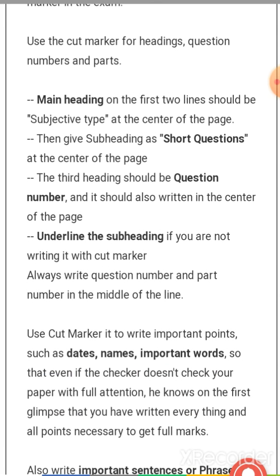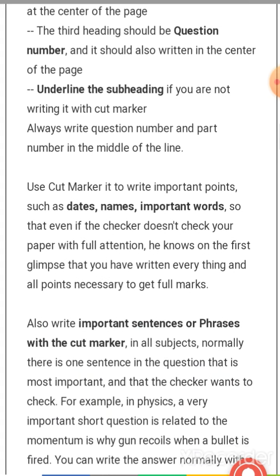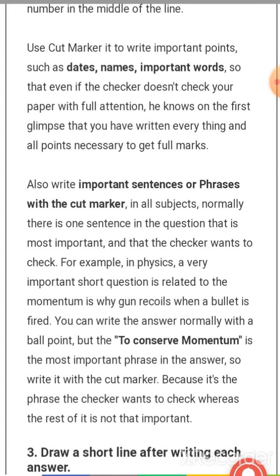Use the cut marker to write important points such as dates, names, important words, so that even if the checker doesn't check your paper with full attention, he knows at first glimpse that you have written everything and all points necessary to get full marks. Also write important sentences or phrases with the cut marker.